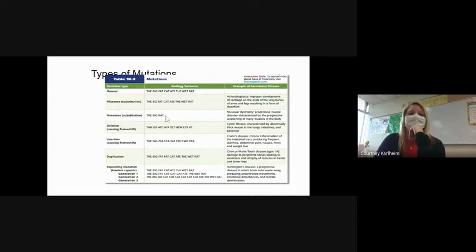I don't know why this is back there, but there are some types of mutation. We only need to know a few of them, but this is how you can read them.